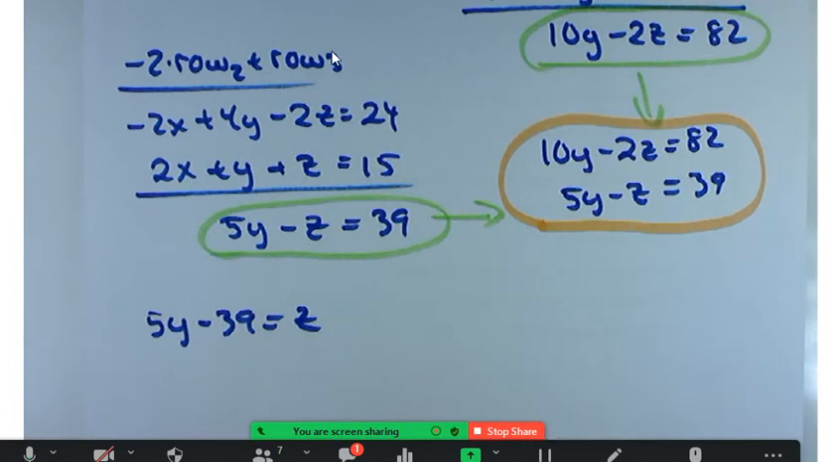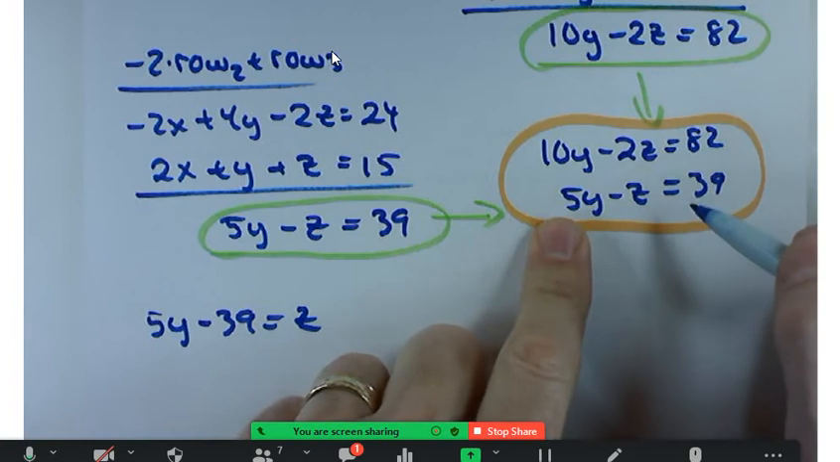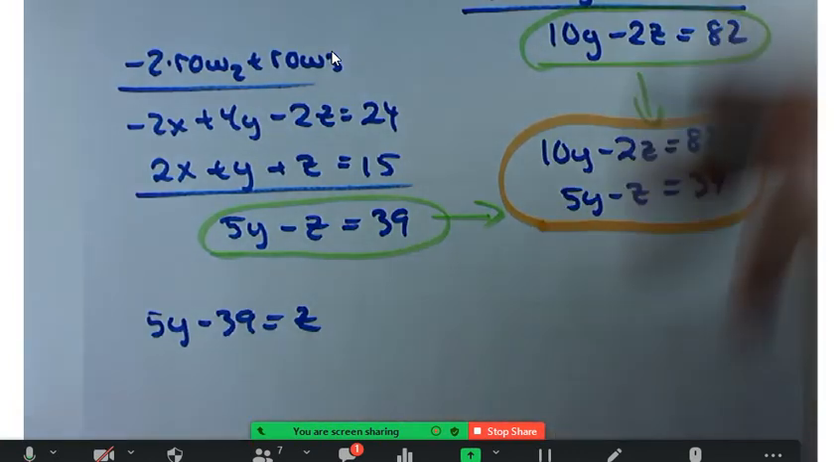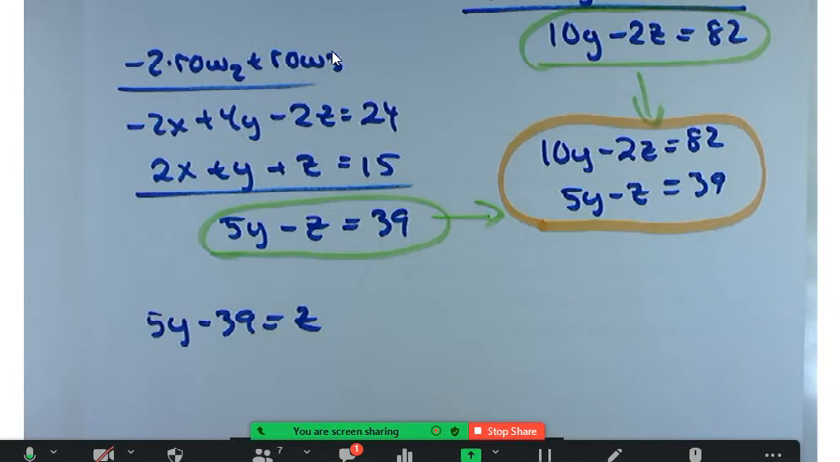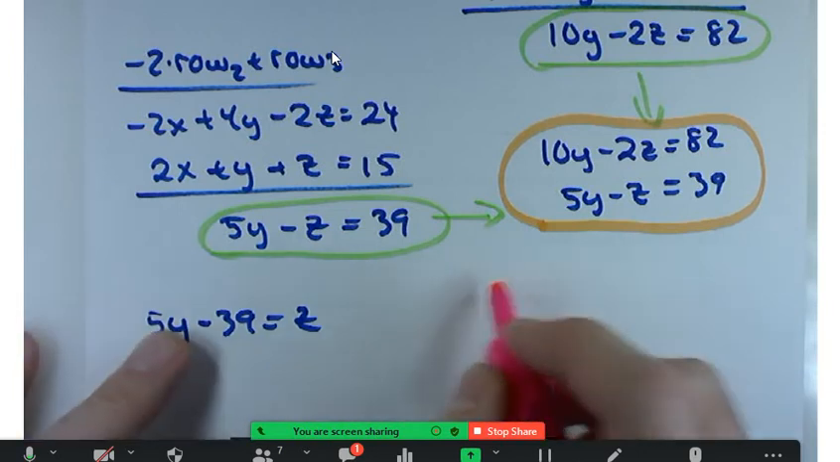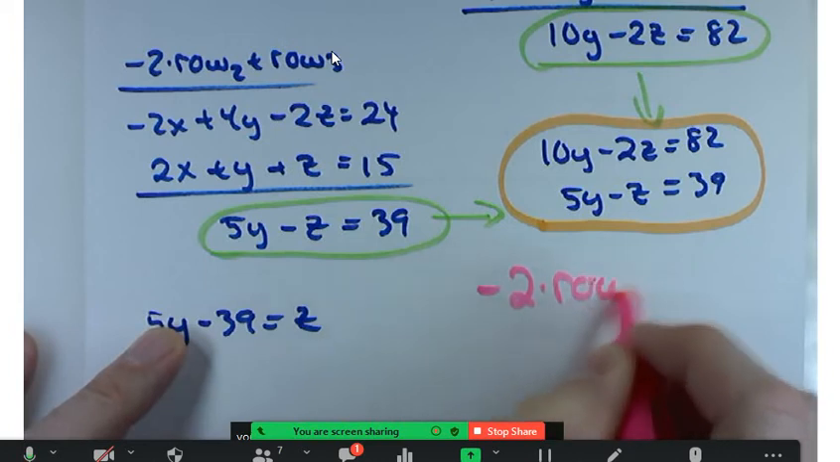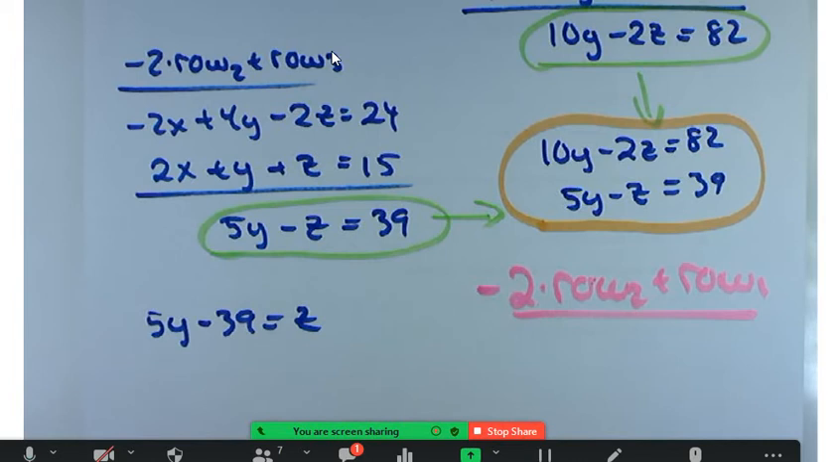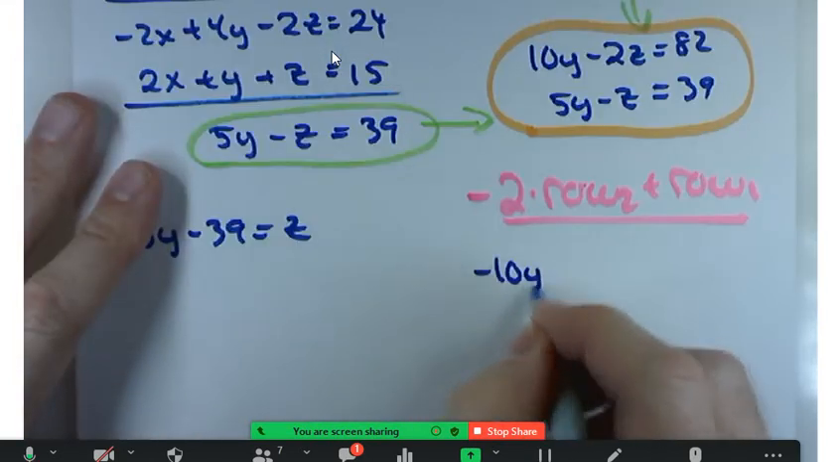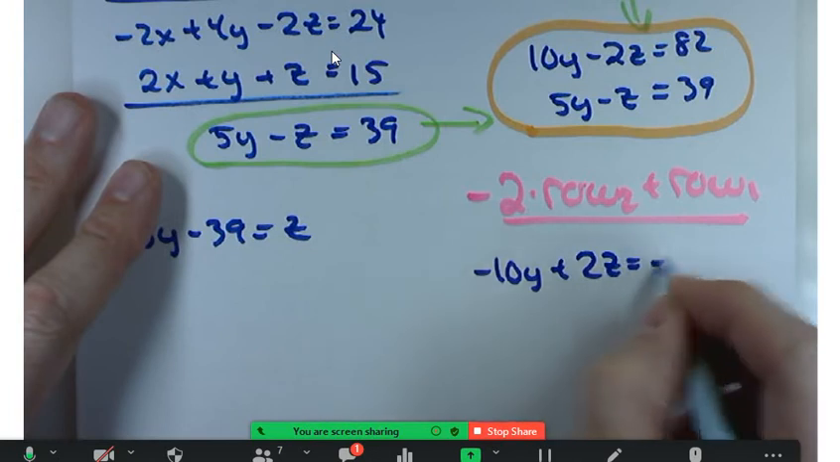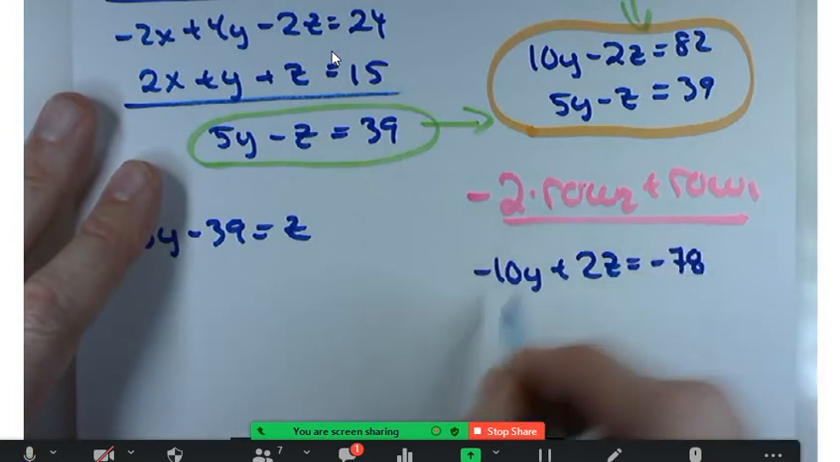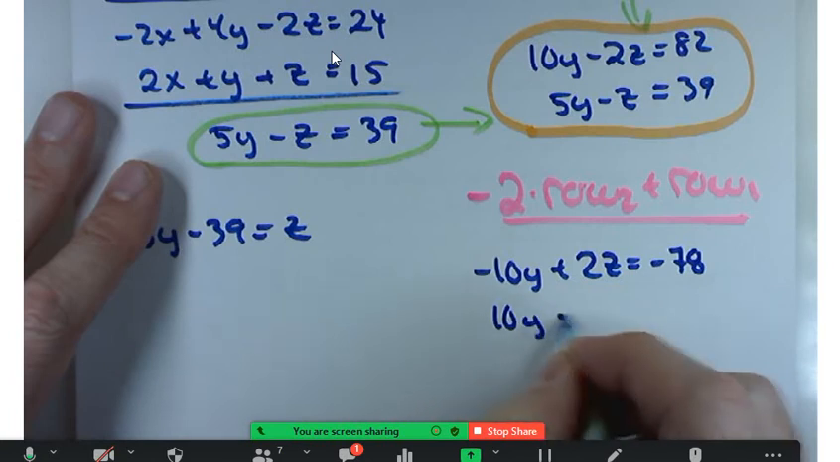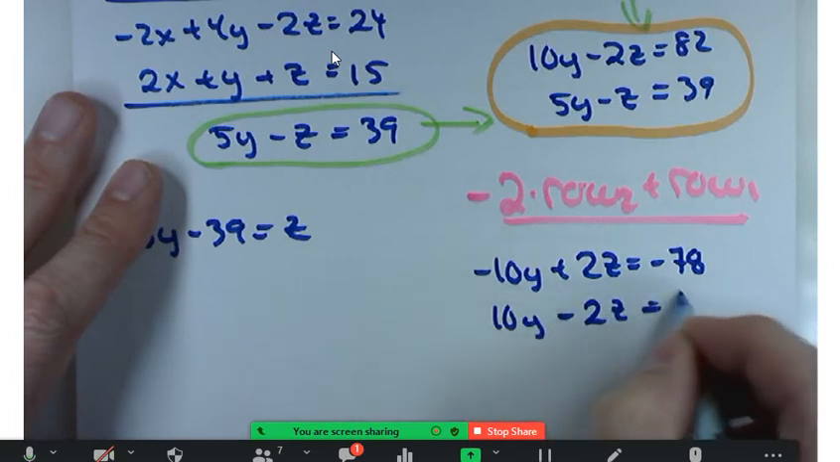Maher? Different suggestion? William? Multiply the bottom by 2. Yeah, if you multiply the bottom by -2, then we'll get a lot of nice cancellation real quickly. So let's do that. We'll do -2 times row 2 added to row 1. So it's going to be -10y plus 2z equals -78. And then I'll add that to 10y minus 2z equals 82.